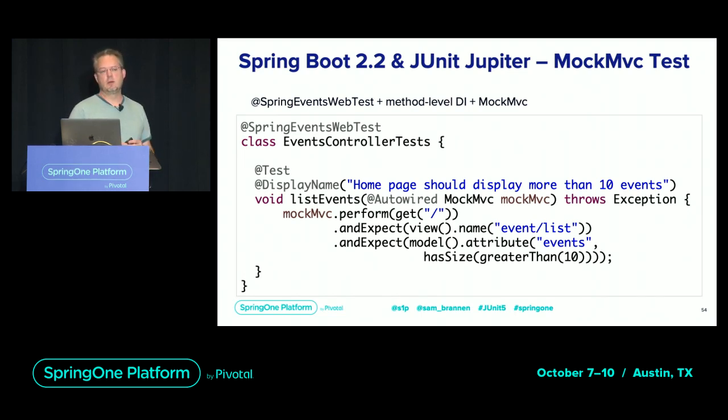But the point is you have new options now, or you could even have this autowired into the constructor for the test class if you wanted to have some immutable fields, stuff like that. So then you can just use the MockMvc just like normal.